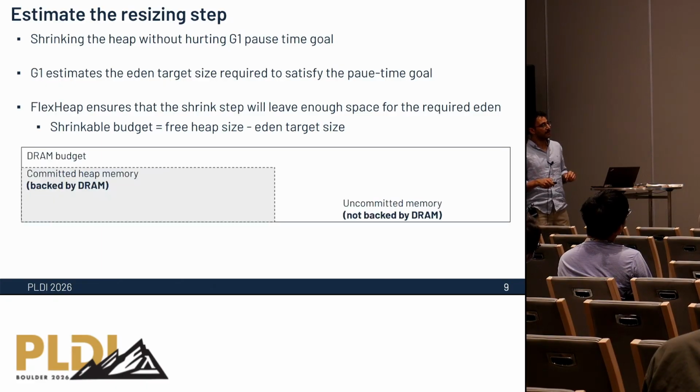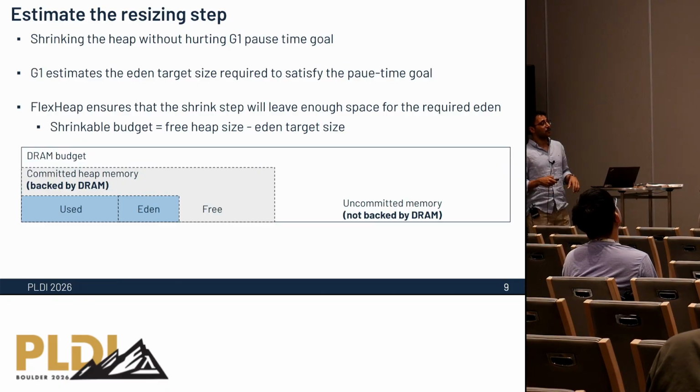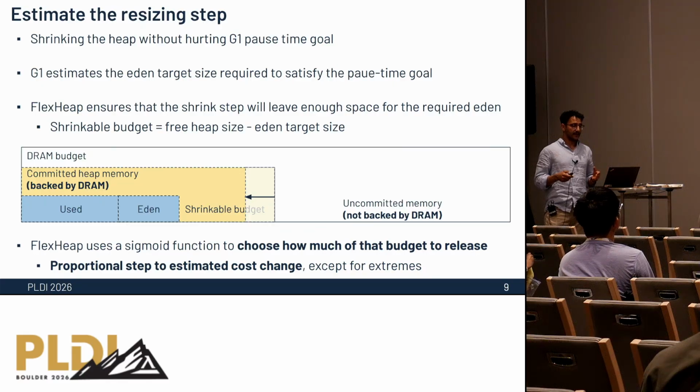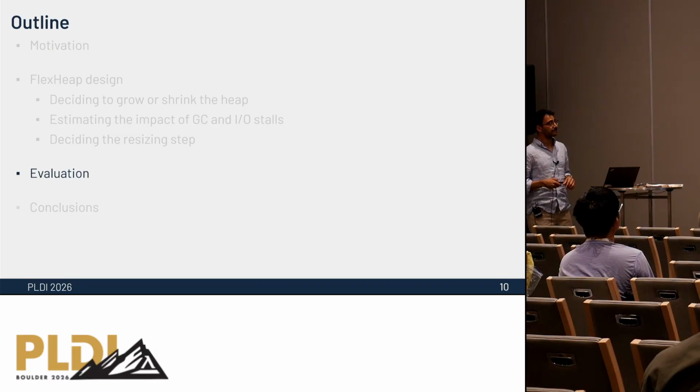So we have the DRAM budget, we have the DRAM that is backed by the heap, and the rest is uncommitted. Some of this backed DRAM which is occupied by the heap is used, the rest is free. So we see how much is the heap target, and we account for the shrinkable budget. Based on this shrinkable budget, we use a sigmoid function to choose how much of this budget we are going to release, and we take a proportional step based on the estimated cost change.